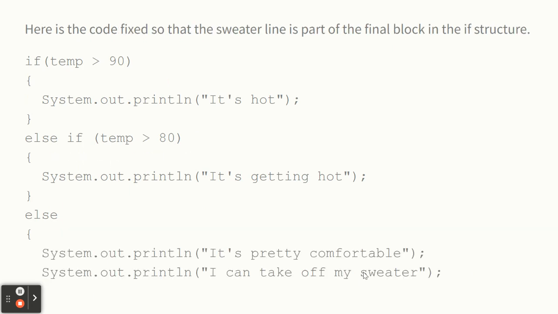So here's the code fixed so that it only prints the sweater line if it's pretty comfortable. I just added braces around these things.